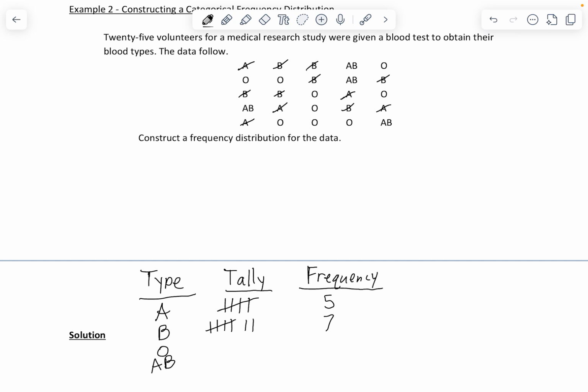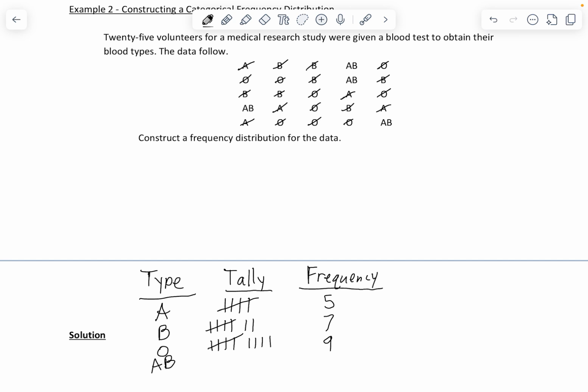Moving on to O. Let's go again, going row by row. Cross it out and tally, again and again, through each row. That looks like a frequency of 9.